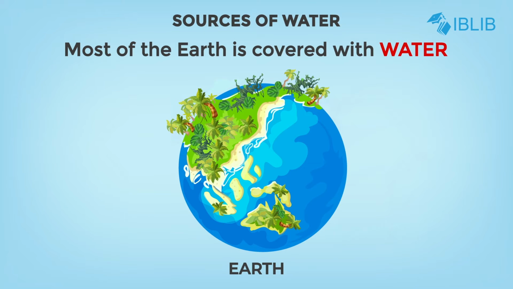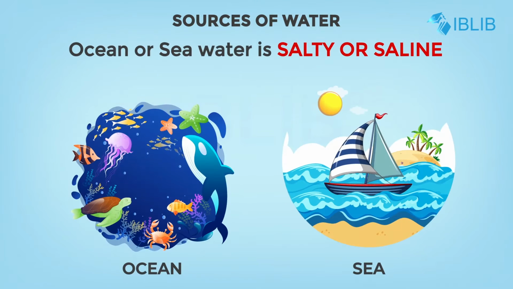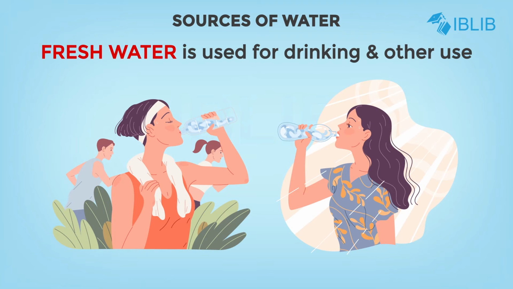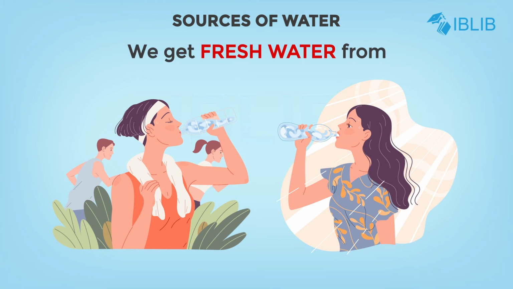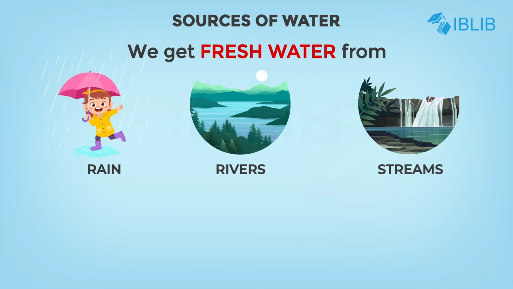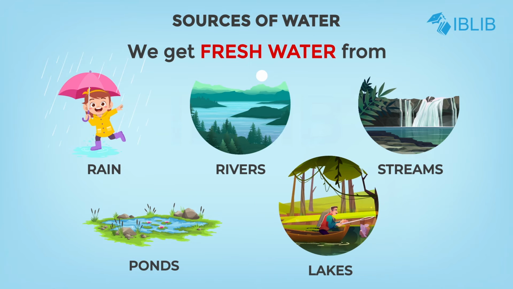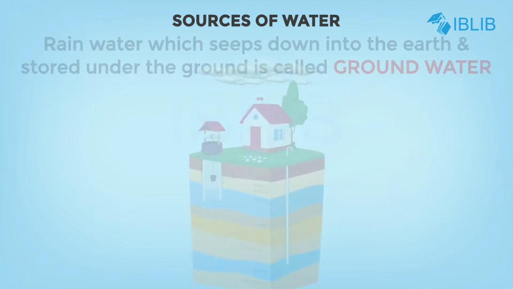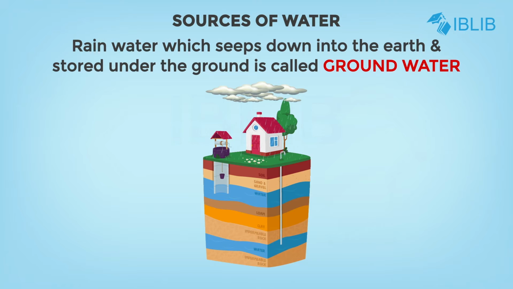Sources of water. Most of the earth is covered with water. Ocean or sea water is salty or saline. We cannot use salty water. We use fresh water for drinking and other uses. We get fresh water from rain, rivers, streams, ponds, and lakes. We get groundwater from wells and tube wells. The rainwater, which seeps down into the earth and is stored under the ground, is called the groundwater.